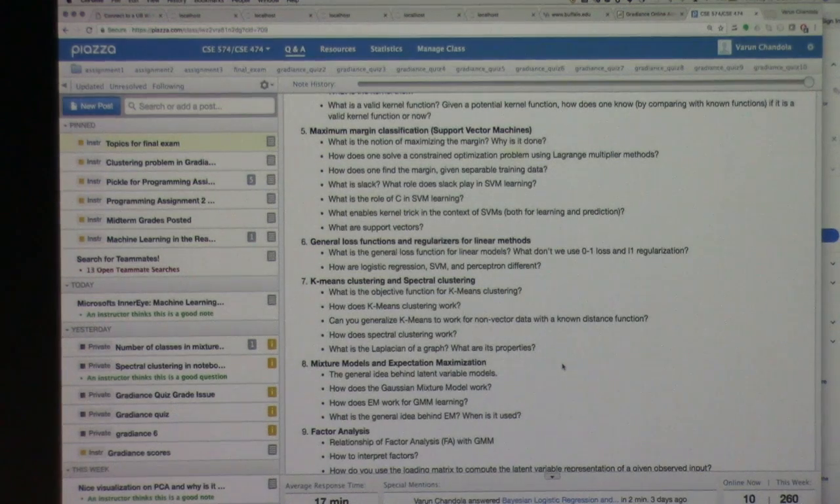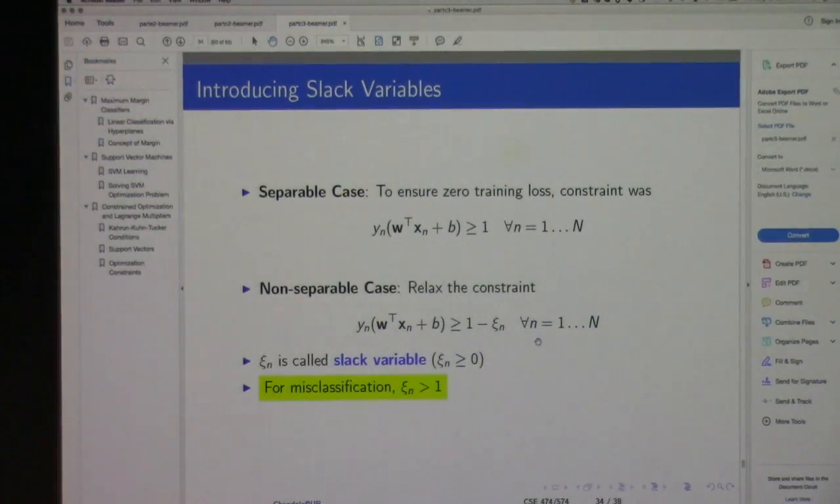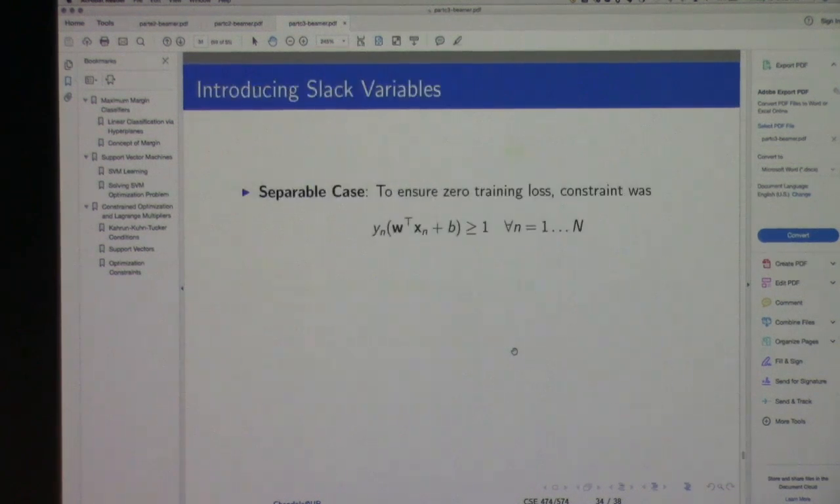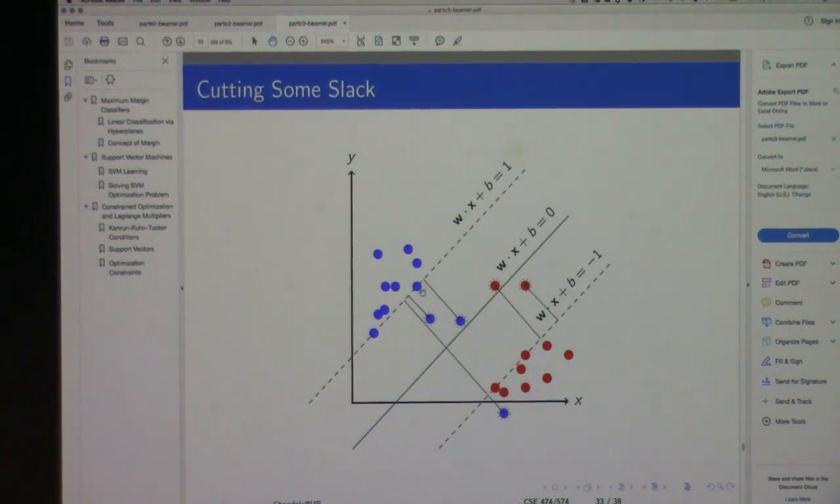Another thing you want to remember is, what are support vectors, and why are they important? Support vectors are the points that are on the margin, if it's a linearly separable case, and the points that are between the margin. So in this example, all these points, 1, 2, 3, 4, 5, 6, 7, 8, are the support vectors.